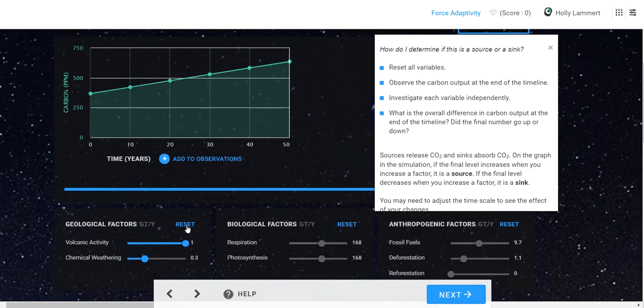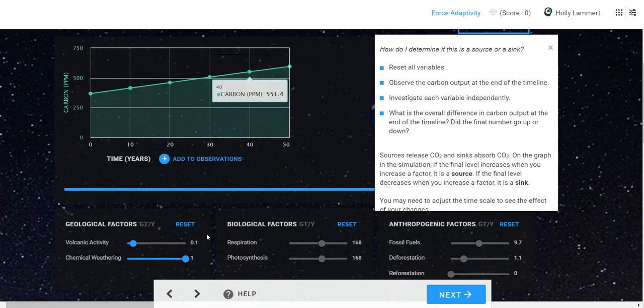All right, so let's reset. And then maybe we want to, well, let's wait to add this to our observations till we look at all these different factors. Okay, so we have volcanic activity. When it went up, carbon in the atmosphere went up. Let's increase the amount of chemical weathering and then relook at the end. Oh, look at that. So, okay, remember our baseline is 615.5. Let's remember that. If I increase chemical weathering, this goes down. So actually chemical weathering would be a sink. All right, reset.